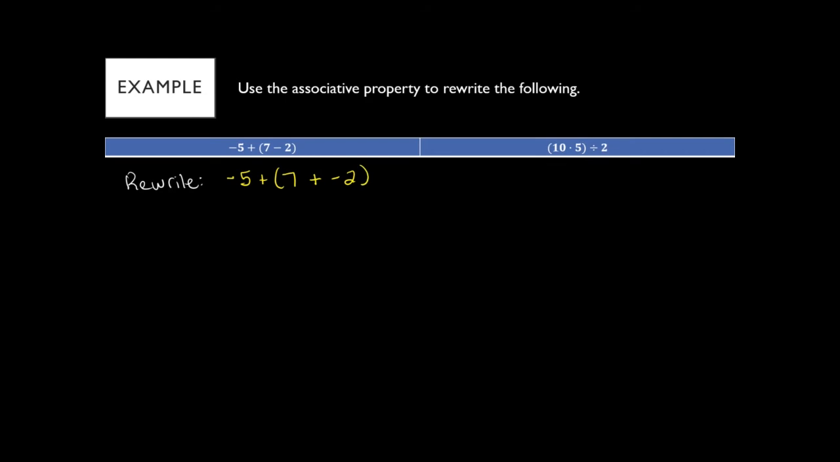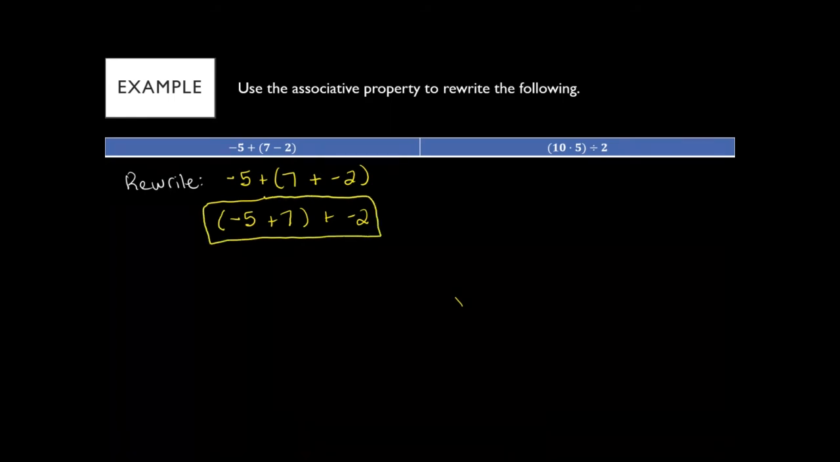And then from there, you can see, okay, I can move my parentheses, and then you can actually rewrite it. -5 plus 7, and then plus -2. And so that would be what it would look like when you rewrite it. So you have to turn that subtraction into adding a negative. Then you move your parentheses.